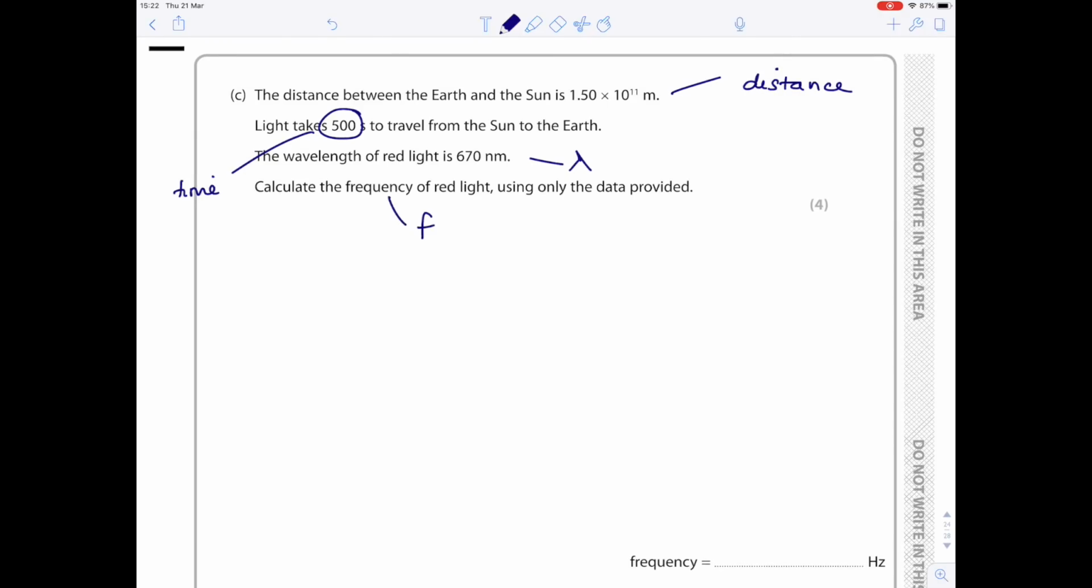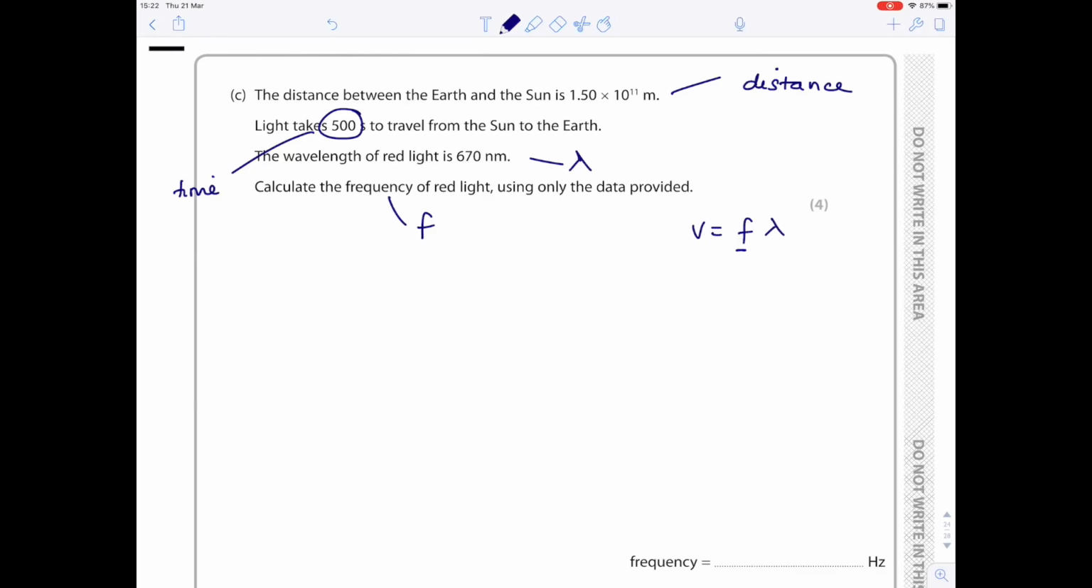So that's F. So at this point, we are trying to work out what equation we could use to actually find out the frequency. So let's first of all look at this equation, which states that wave speed equals frequency times wavelength. However, we can't use that equation immediately because we don't have enough information.